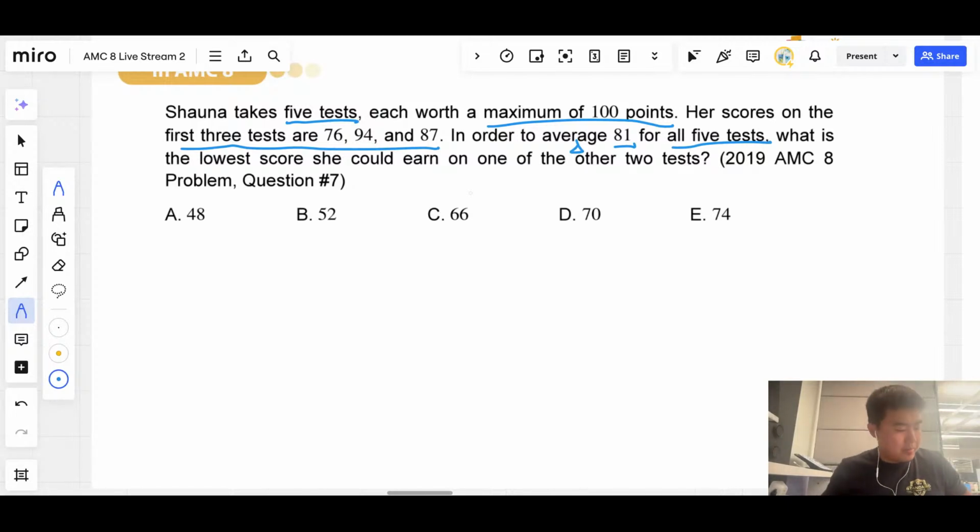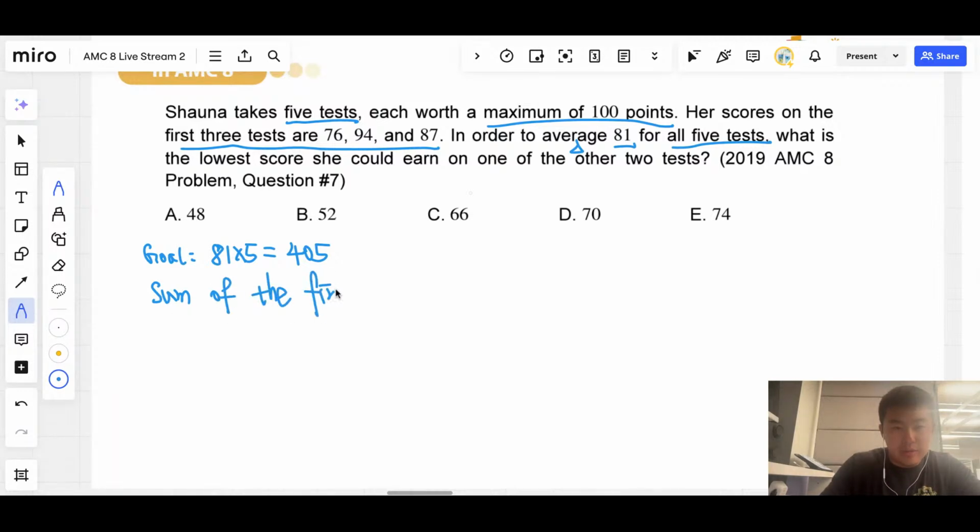So for this problem, let's first start with finding what the total score for the 5 tests is. So I will say the goal is to get an average of 81 for 5 tests. So that's 81 times 5, which equals 405, right? So that's the goal for the tests. And she's already finished 3 among the 5 tests. So I will say sum of the first 3 tests.